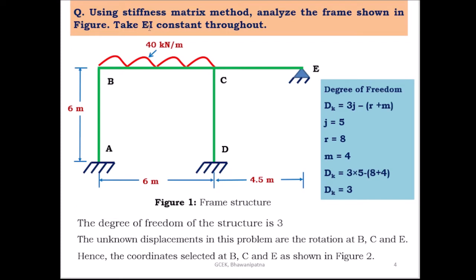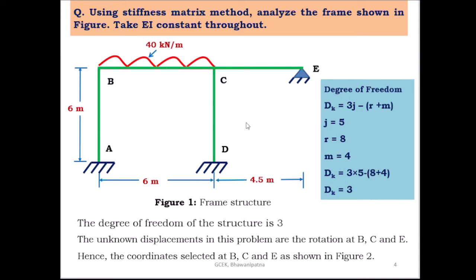Then coming to the problem: using the stiffness matrix method, analyze the frame shown in figure, take EI is constant throughout. So this is the portal frame A, B, C, D, E. The vertical members AB and CD length is 6 meter and the horizontal member BC length is 6 meter and the member CE length is 4.5 meter. The support A is fixed and D is fixed and the support E is hinged. And on the span BC, there is a uniformly distributed load of intensity 40 kN per meter throughout the length.